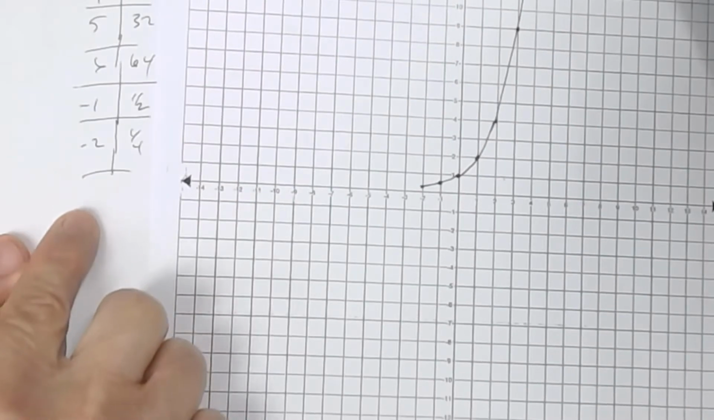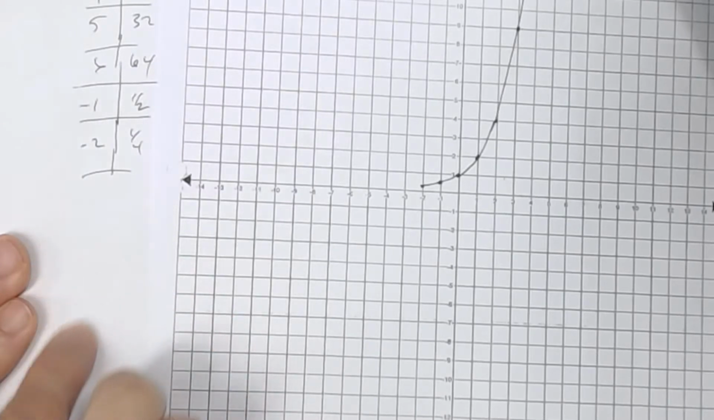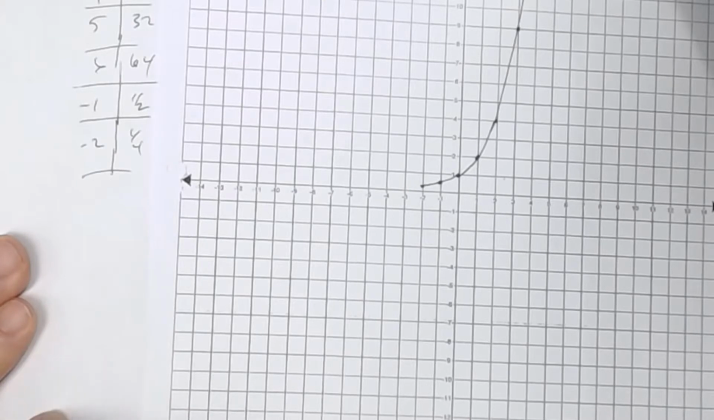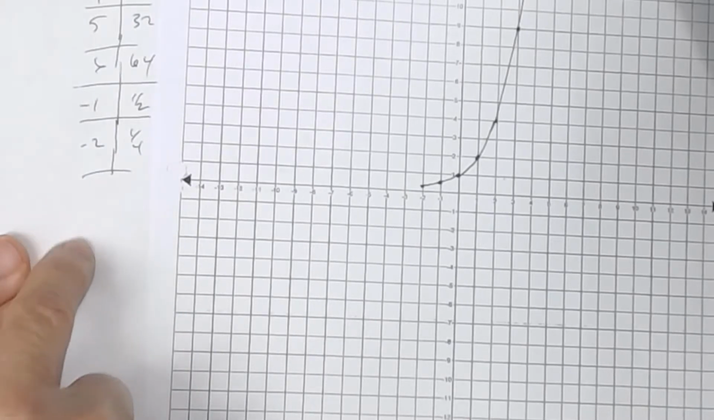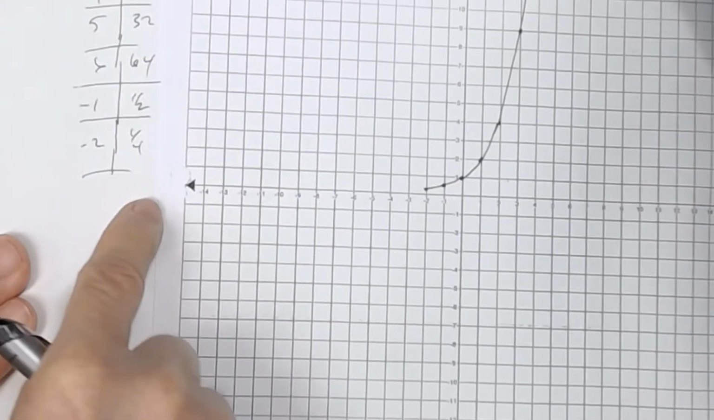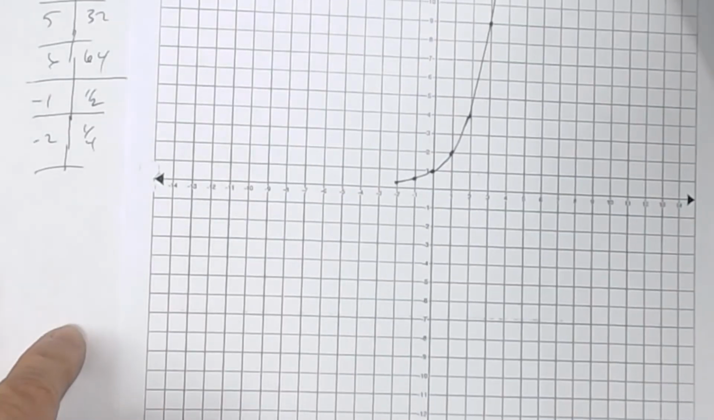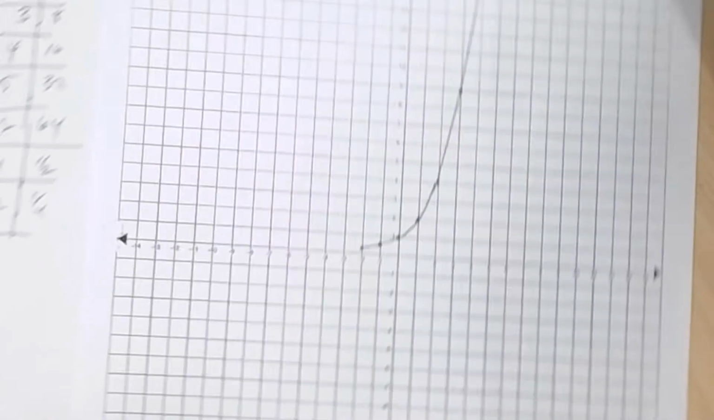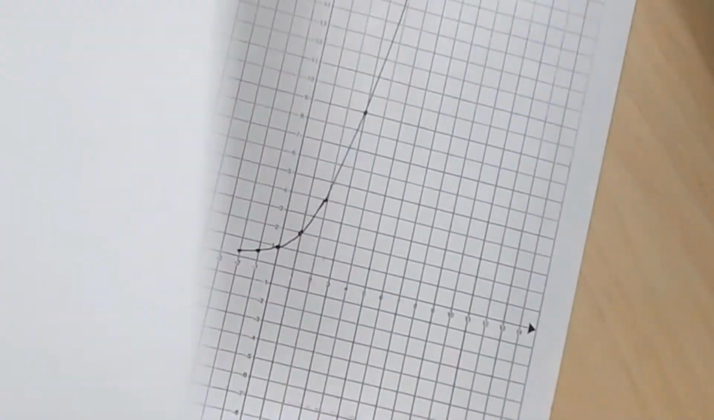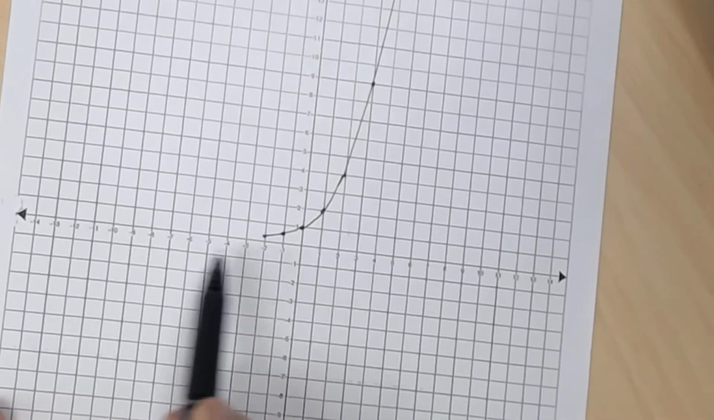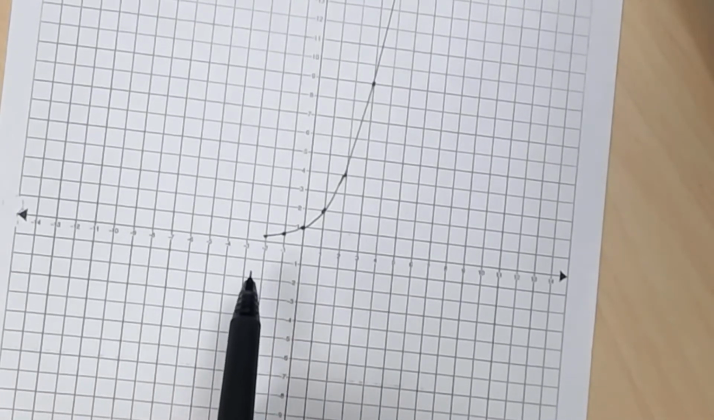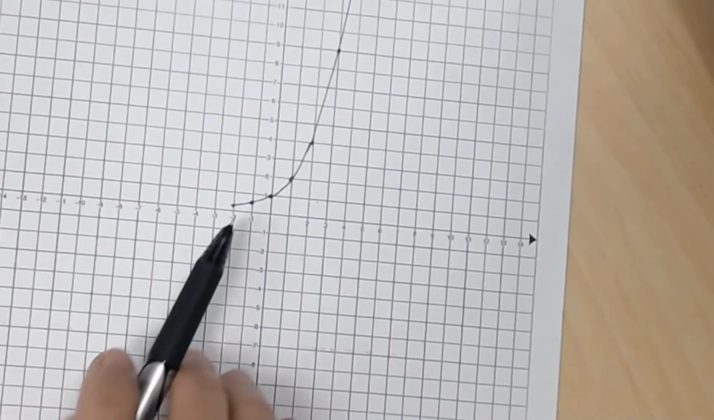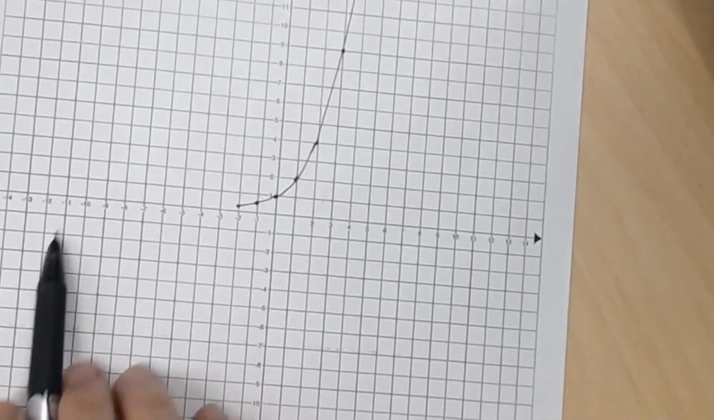Now, here's my question before we go any further. As x gets more negative and negative and negative, this way, -3, -4, -5, will my y value ever be negative? Excuse me. Will this ever be negative? Well, let's think about that. Here's the question: will the graph ever go below the x-axis for this function I'm graphing?